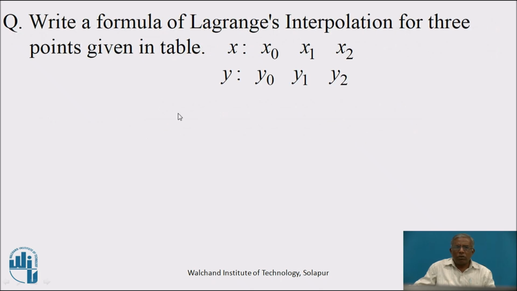Now let us pause the video for a while and write the answer to the question. The question is, write the formula of Lagrange's interpolation for the set of 3 points given in tabular form. The x values are x0, x1, x2 and the y values are y0, y1, y2. Come back. I hope you wrote the answer to this question.